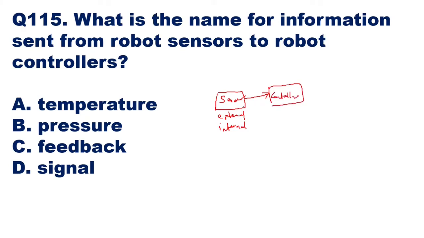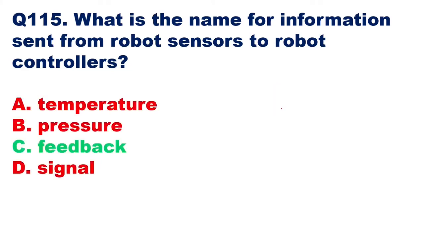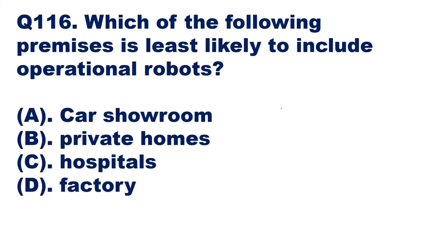Now this is going to use the status of internal and external conditions. That means it is giving feedback to the controller. So out of these four options, temperature, pressure, feedback, and signal, option C will be the right answer. It is giving the status of the external or internal condition of the robot. So here option C, feedback, will be the right answer. Then we'll go to the next question.